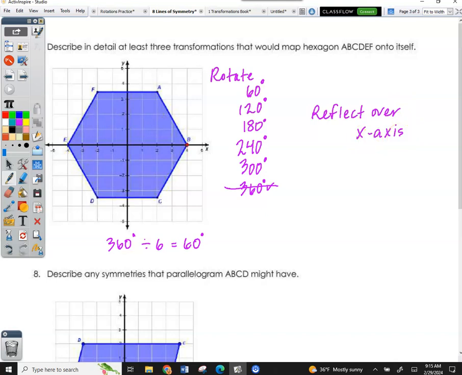Is there another reflection? You could reflect over the y-axis. Imagine the y-axis is an axis of symmetry. If I could take the shape and reflect it, flip it over, it would land right back.